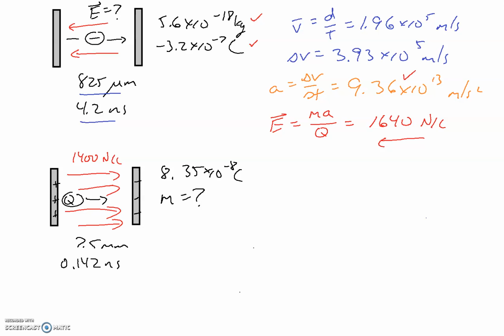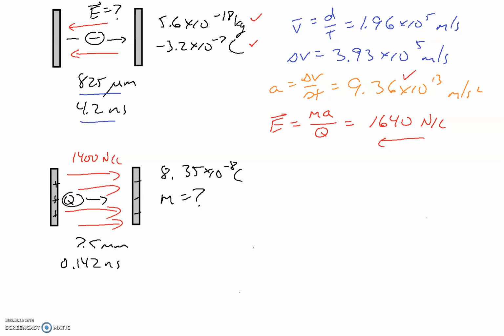Okay, so for this one, we've got a charge inside an electric field of 1400 newtons per coulomb. It goes across the plates, which are 7.5 millimeters apart, in 0.142 nanoseconds. It's got a charge of 8.35 times 10 to the negative 8 coulombs. And this time we're looking for the mass.